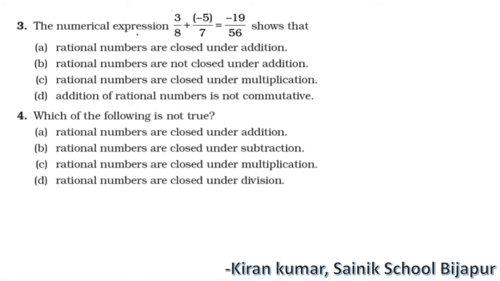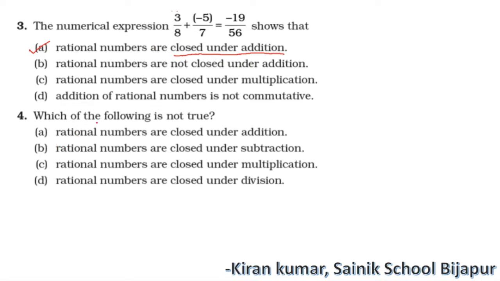The numerical expression 3 by 8 plus negative 5 by 7 is equal to negative 19 by 56 shows that the rational numbers are closed under addition. Because you observe here, the sum of two rational numbers is again a rational number. This particular property is called the closure property. Since addition is involved here, it is called closed under addition. The rational numbers are closed under addition.